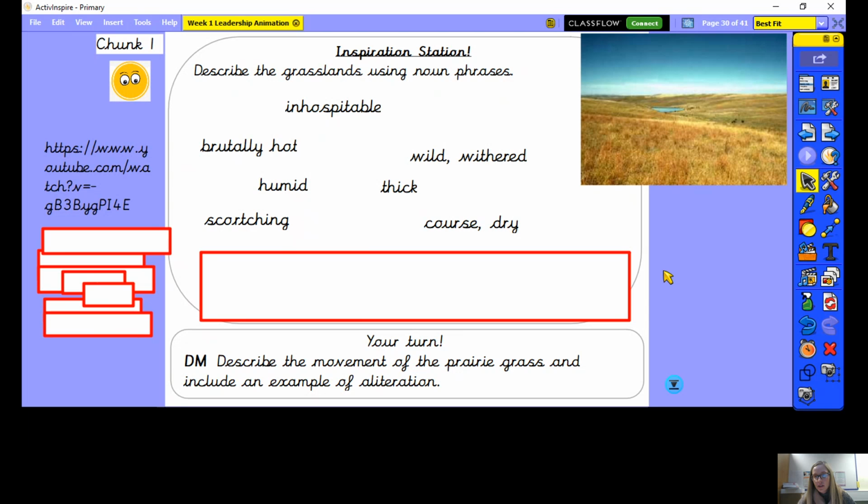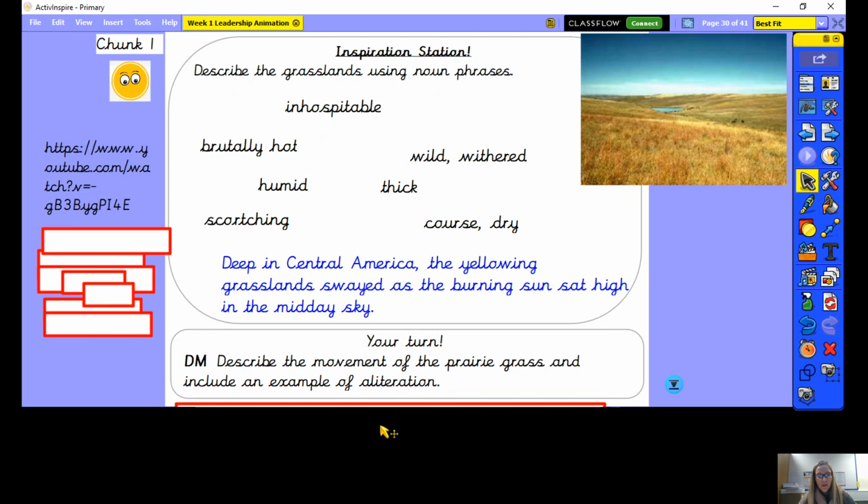So for your first sentence to describe the grassland, here's my ideas of a sentence, and then you can have a go at writing your own sentence using some of your ideas that you've come up with. So my sentence is, deep in Central America, the yellowing grassland swayed as the burning sun sat high in the midday sun.